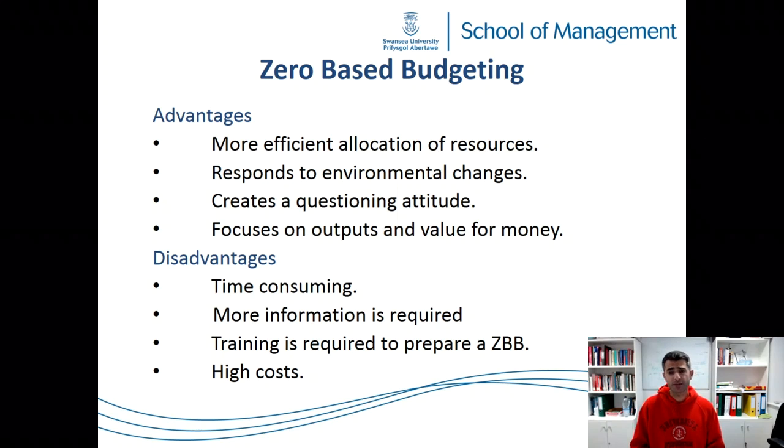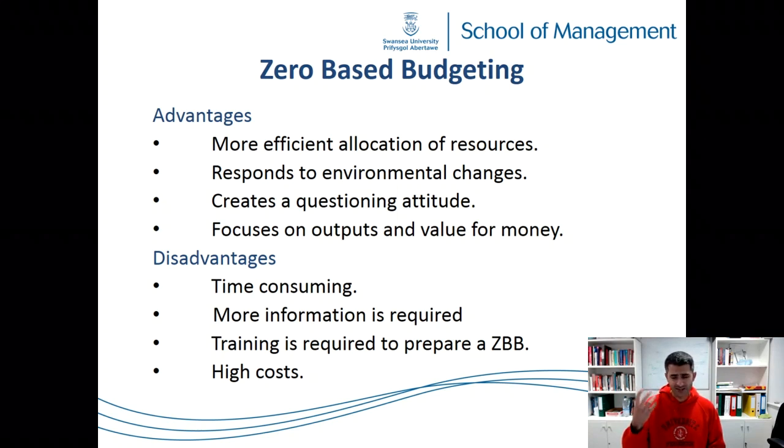In terms of responding to environmental change, remember that every year is different, so it depends on each year. If we don't need this specific cost or this specific resource, we need to get rid of it, because we don't really need it for next year.